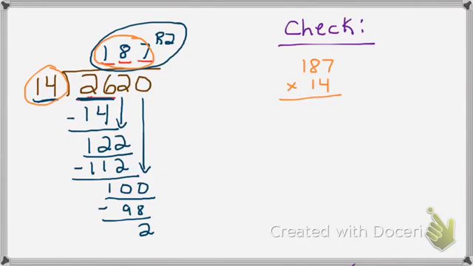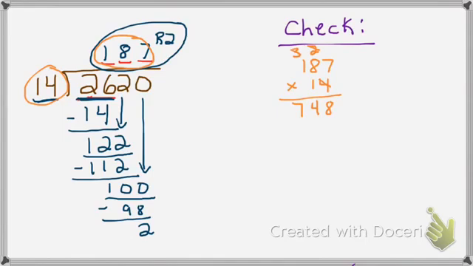Let's solve that. Okay? 4 times 7 equals 28. Put down the 8, carry the 2. 4 times 8 equals 32 plus 2 makes 34. Put down the 4, carry the 3. 4 times 1 is 4, plus 3 is 7. I'm done multiplying by the 4, so I cross it out, and I cross out everything that I carried.